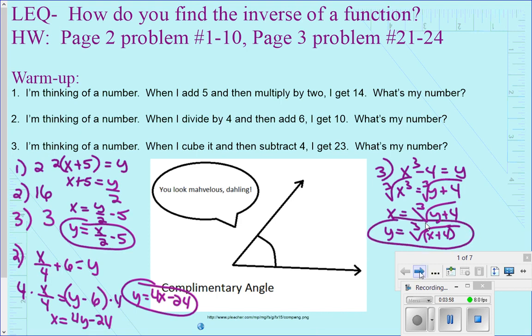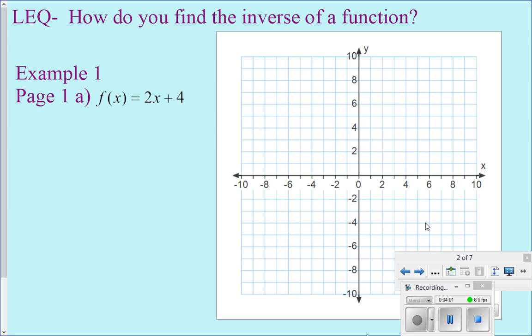So then, next thing, you're going to need to turn to your new packet on the first page, and we did these together. So let's do the first one. So I first need to graph the original equation, so y equals 2x plus 4, let me just quickly graph that. So I have a couple points here, and I'm going to go ahead and graph that. And label that f of x.